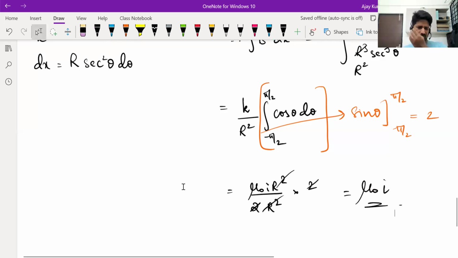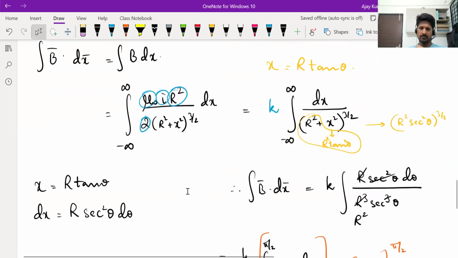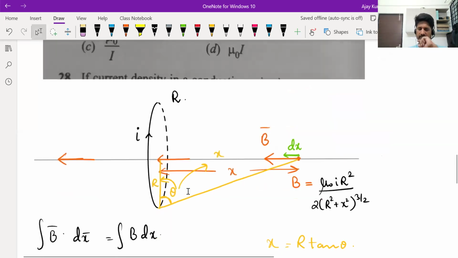Okay. So see, it was an open path and you were asked to do integral b dot dl. Then write the expression for b and integrate. That's all. This is one way to answer. There is another way also to approach such problems. The given path is a straight path.